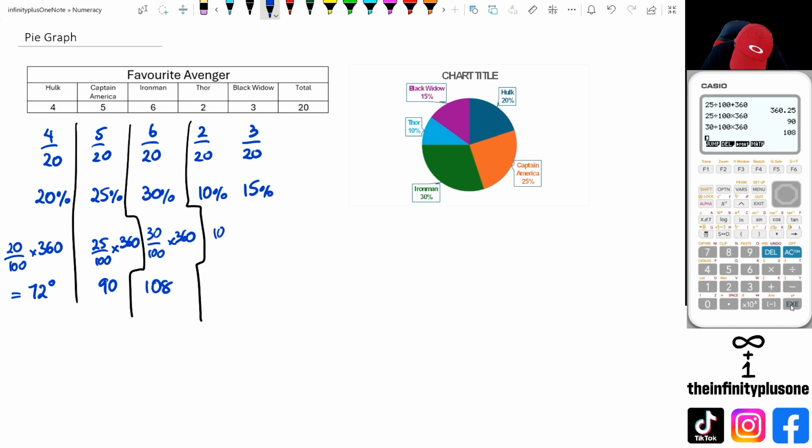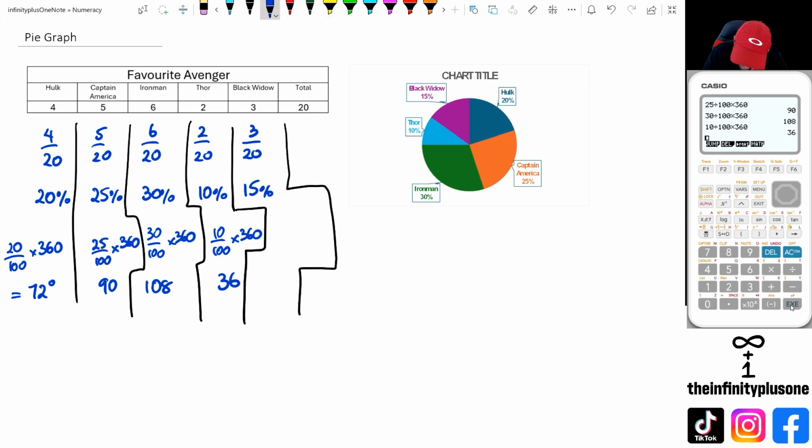Then we've got 10 out of 100 times 360. That's going to give me 36 degrees. And finally, sorry about my extremely messy working, but hopefully you can kind of see what I'm trying to do there. We've got 15% of 360. So that's 15 divided by 100 times 360, and that's going to give me 54 degrees.